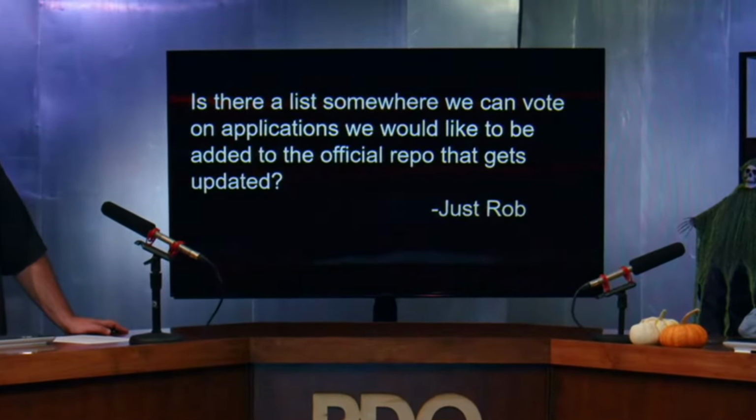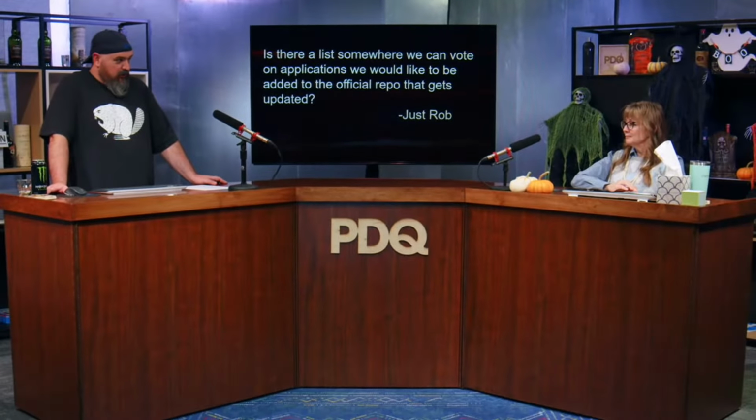Is there a list somewhere we can vote on applications we would like to be added to the official repo that gets updated? I believe we do have a place where you can request a package, but oftentimes not having it in there is because of a user license, so we can't provide the download. It's much more likely, if there's something we don't have, that we can build a template. Because we do have, we'll go back to the packages in here.